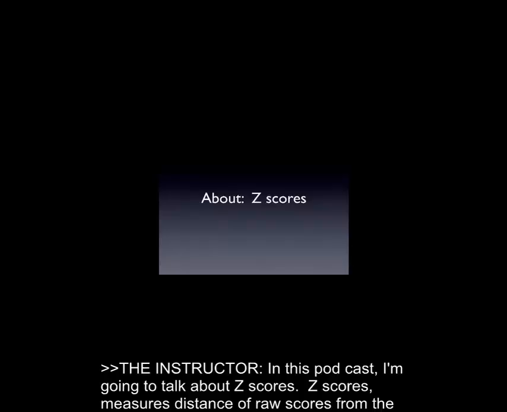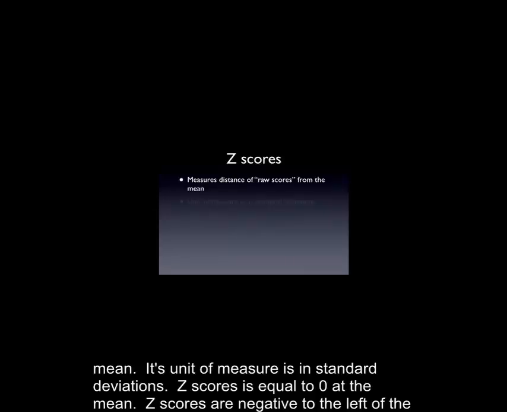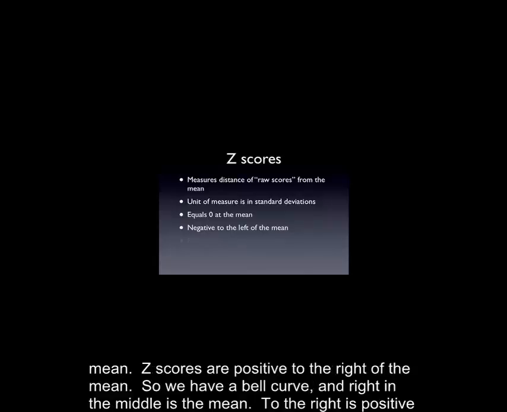In this podcast, I'm going to talk about z-scores. Z-scores measure the distance of raw scores from the mean. Its unit of measure is standard deviations. A z-score is equal to 0 at the mean. Z-scores are negative to the left of the mean. Z-scores are positive to the right of the mean.